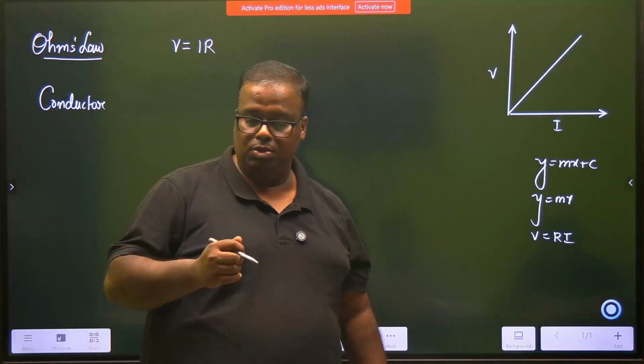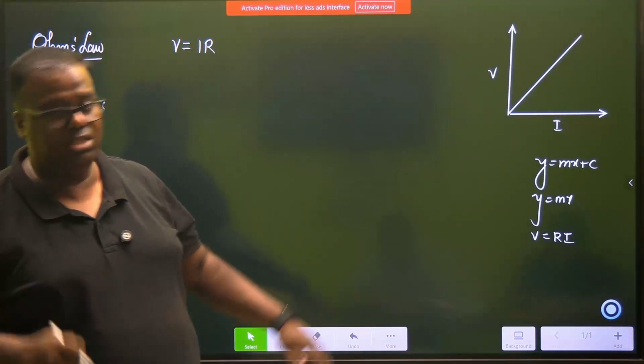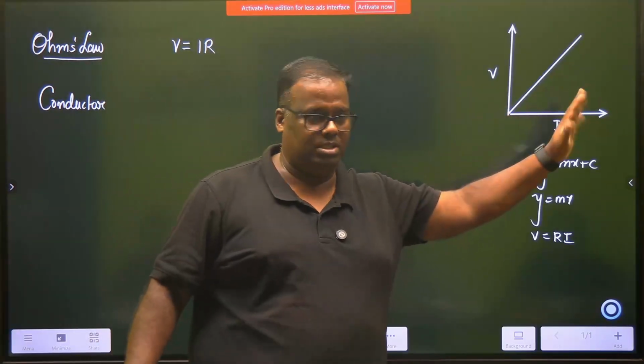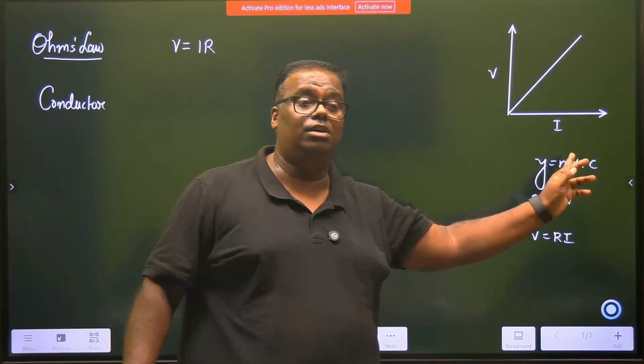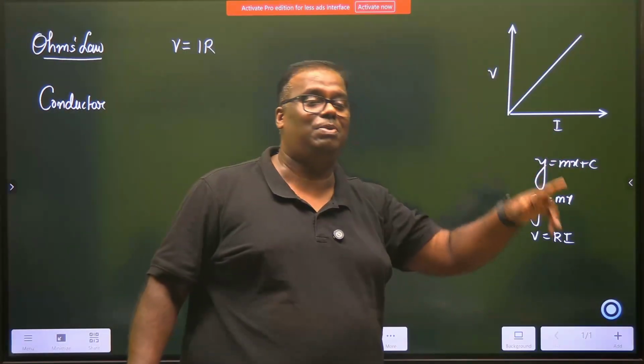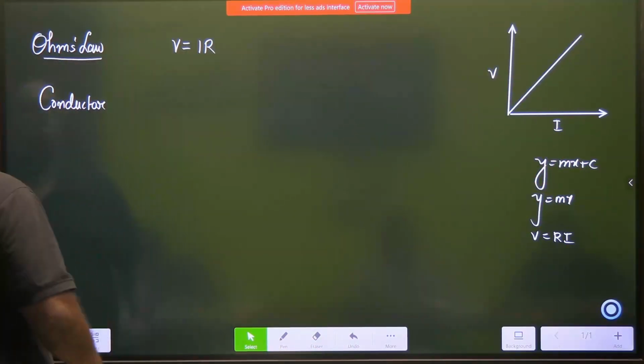Between two curves, if I ask which has more resistance, it is the one which has more slope, as simple as that. However, if they trick you by making it an IV curve, then the one which has lesser slope actually has more resistance. Okay, so let's look at a conductor.